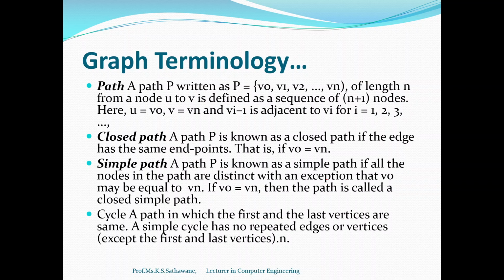Now what is a cycle? A path in which the first and the last vertices are the same. Okay, this is called a cycle. A simple cycle has no repeated edges or vertices except the first and last vertices.